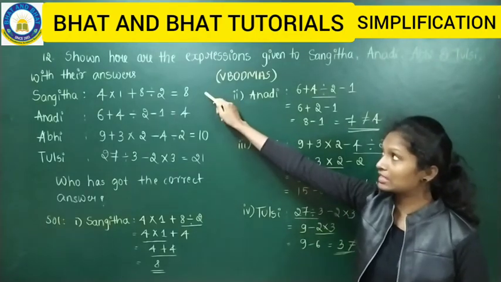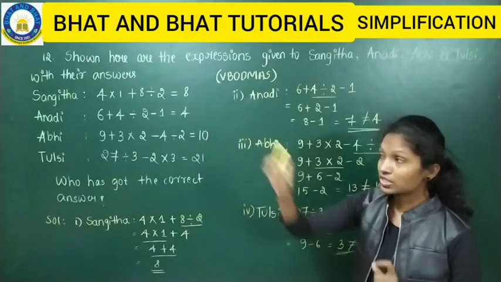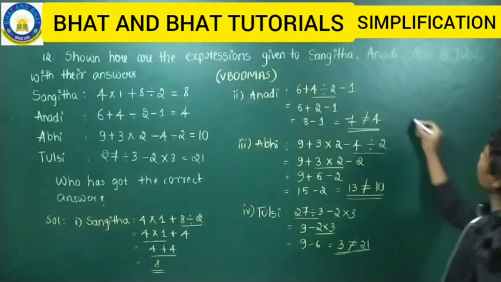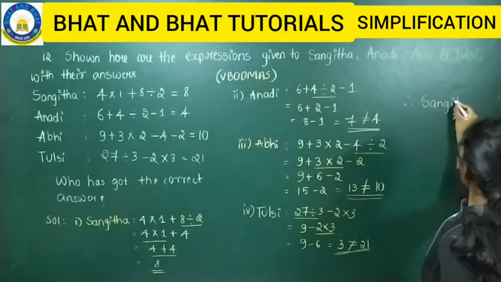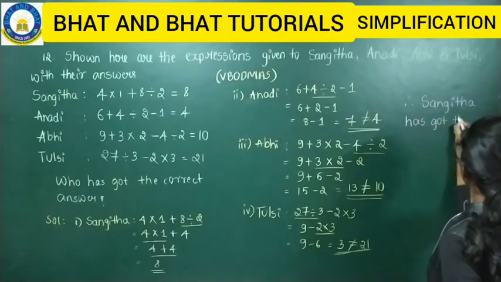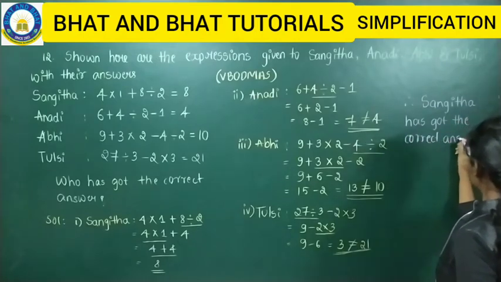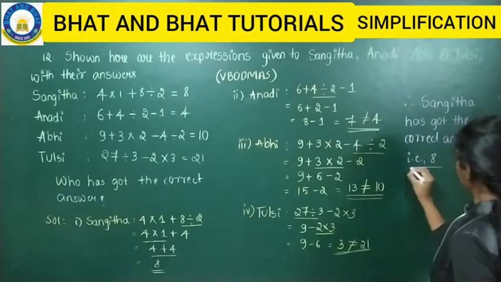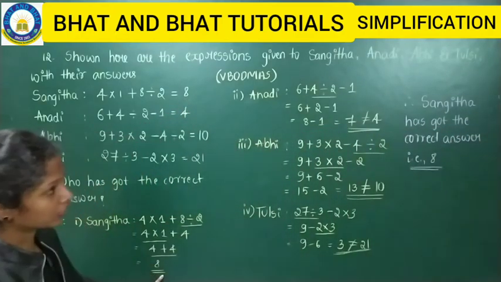So only Sangeeta has done it properly. So who has got the correct answer now? Sangeeta has got the correct answer. The correct answer, how much has she got? 8, isn't it? She has got 8, even we have got 8.